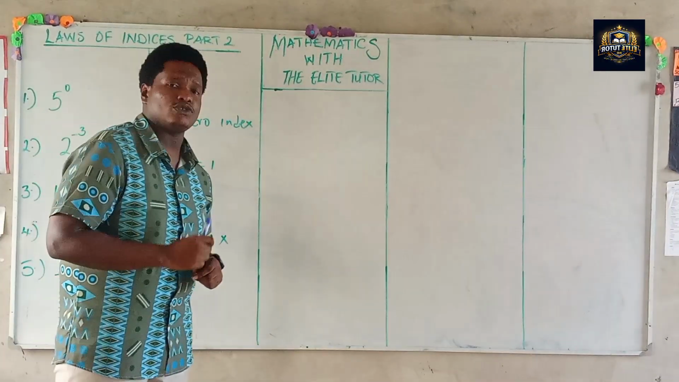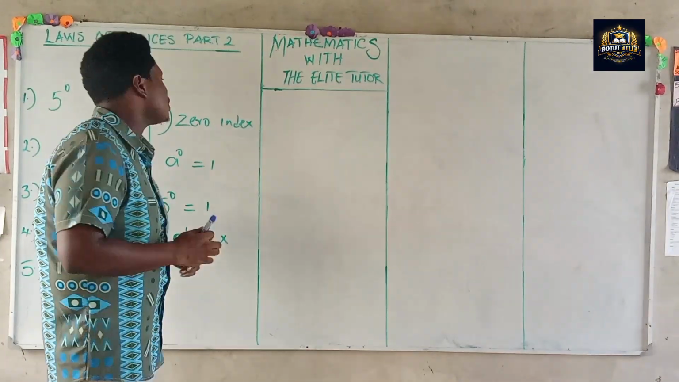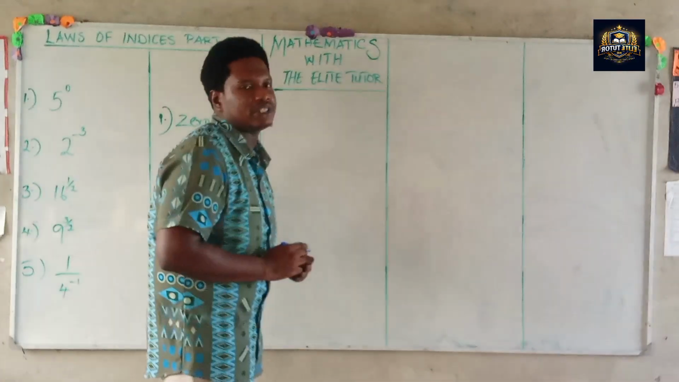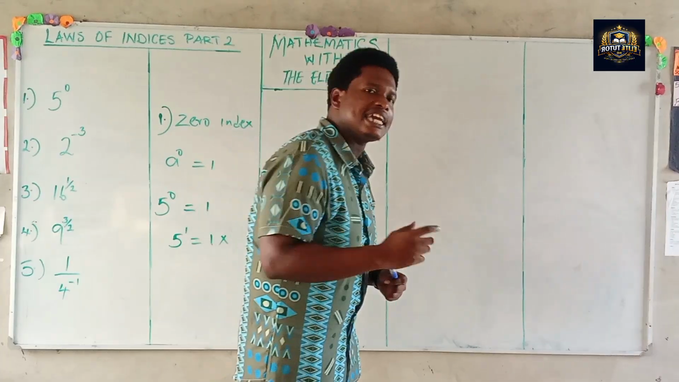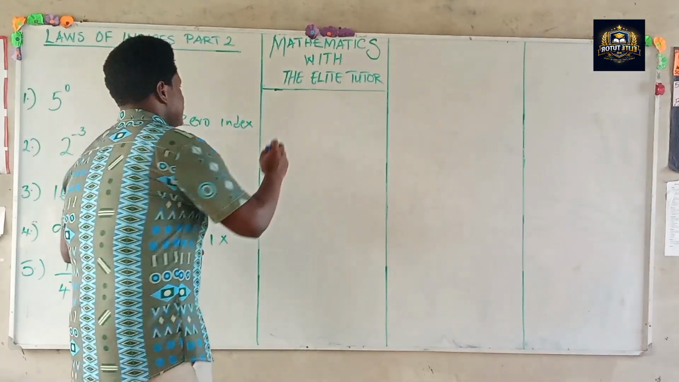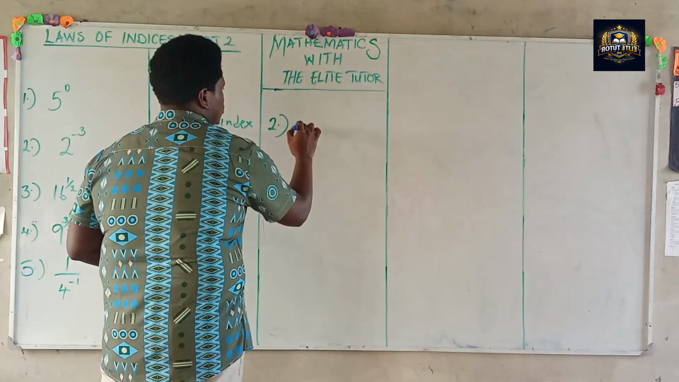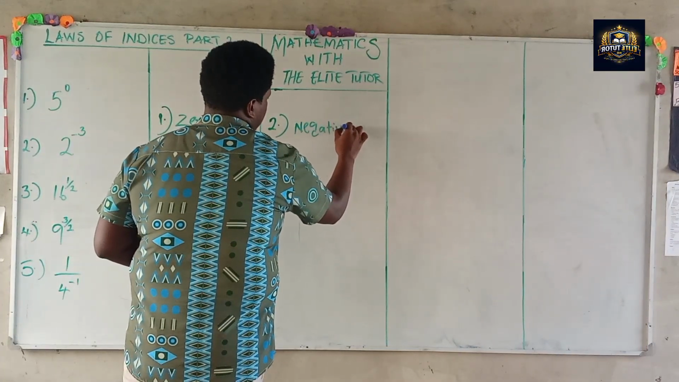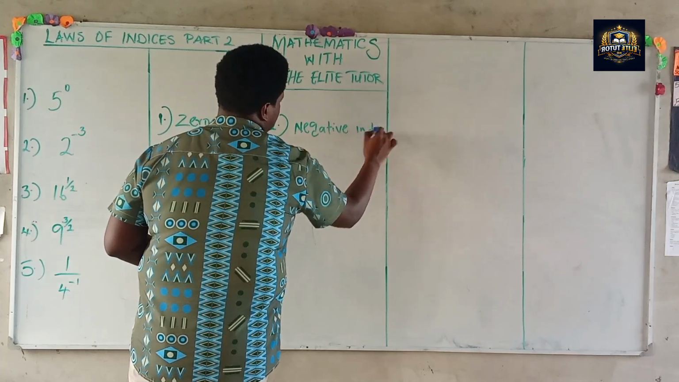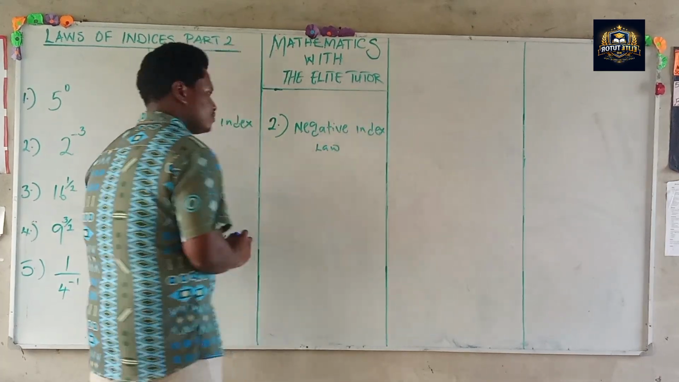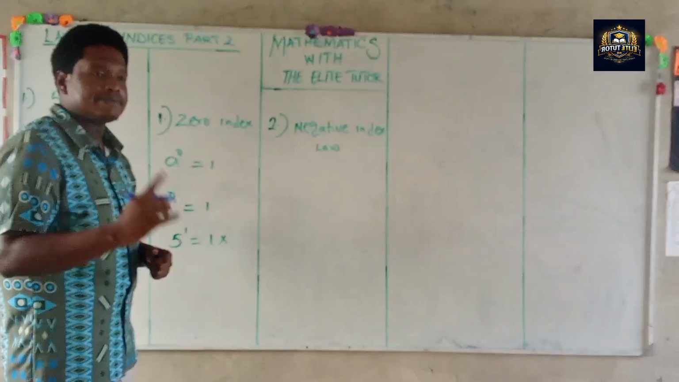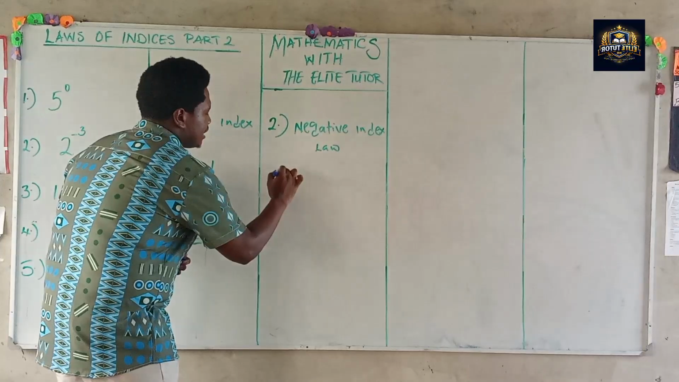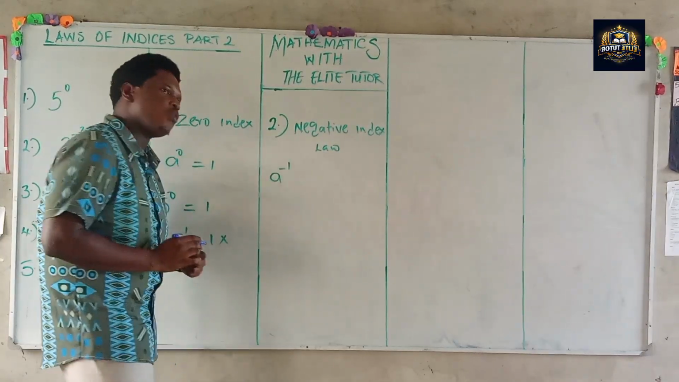So the next law of indices we are going to look at in this video is the negative index law. Very important. So what does this mean? The negative index law is firstly expressed as A raised to the power negative 1.